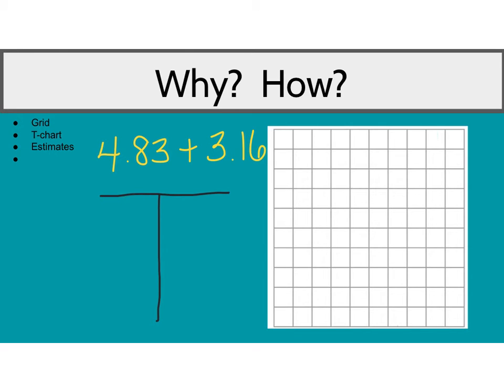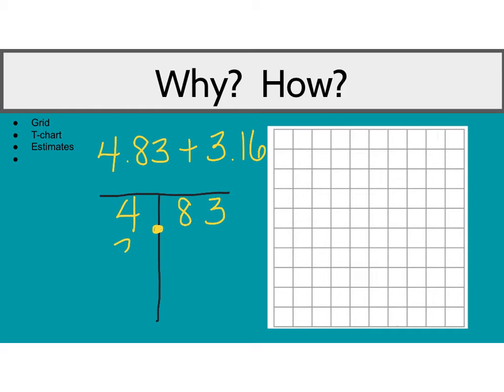I'm going to take the 4 and 83 hundredths. I'm going to place the 4 here. I'm going to place my decimal point right on the line. I'm going to write my 8 and my 3. Then I'm going to take the 3 and the 16 hundredths.